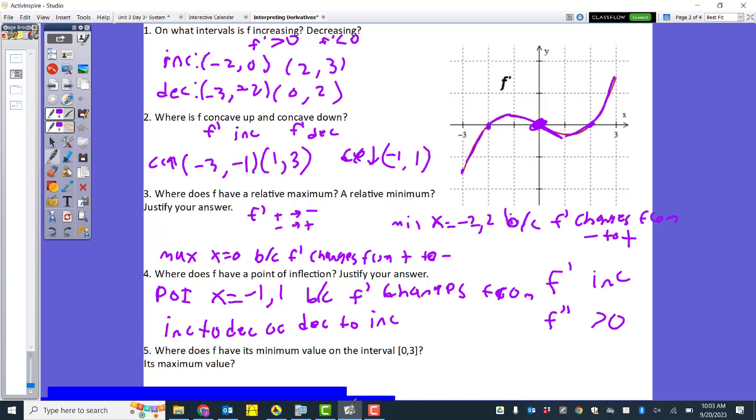So if we look at this, we know we have a relative min at these 2 points. So at negative 2 and 2. Okay, let me erase so I can emphasize these.